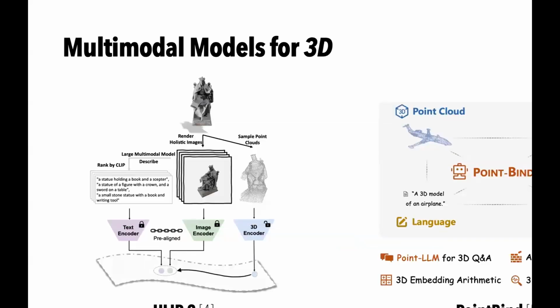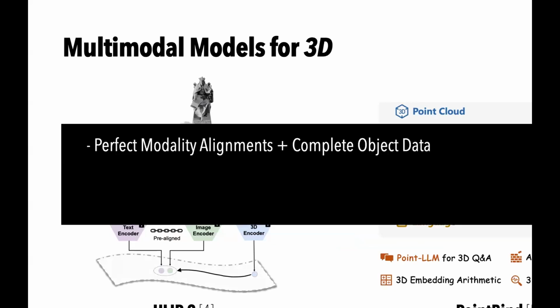So in the 3D space, there have also been some multimodal models. However, the majority of them, if not all of them, are just for the object level. So they are able to create multimodal interactions for single objects. For example, there's ULIP2 or PointBind that use a combination of point clouds, images, and text. PointBind also does audio in order to create that unified embedding space. However, these works actually require this perfect modality alignment and need complete object data.